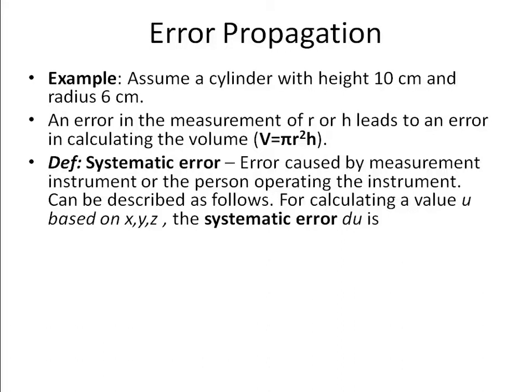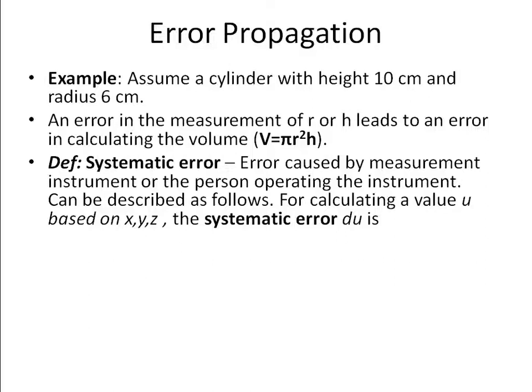So there are two types of error we're just going to discuss. The first is what's called systematic error, and that's defined as the error caused by a measurement instrument or by the person operating the instrument. So it's basically built on faulty measurements, such as if a ruler is just miscalibrated or whatnot.